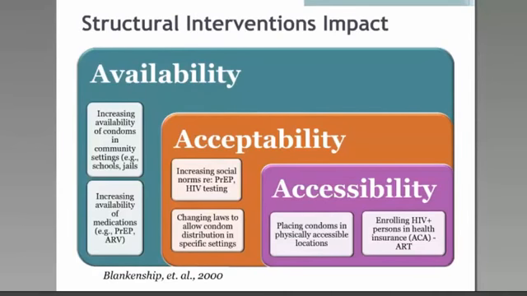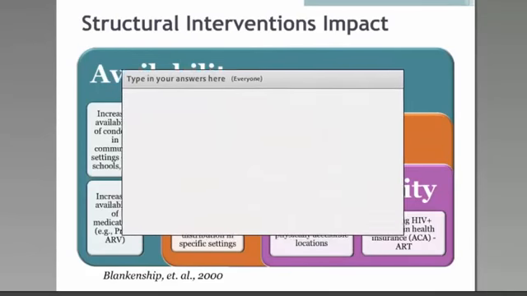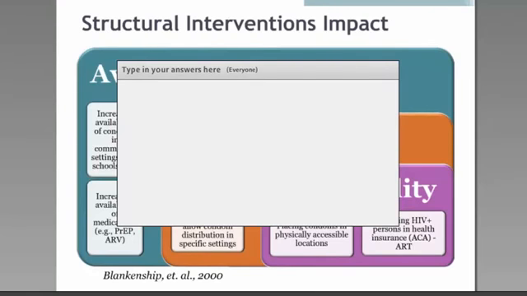I would like to take a minute real quick here, and you'll notice that there's a box here. I think Cindy's going to bring up a box where you'll be able to type. Yeah, there we go. I'd like you to think about availability, accessibility, and acceptability. Can you think of an example of an HIV intervention that is addressing one of these today? Take a minute and just type your answer into this chat box here. Again, can you think of an example of an HIV intervention that is addressing availability, acceptability, or accessibility? We'll give you a minute to think about that.